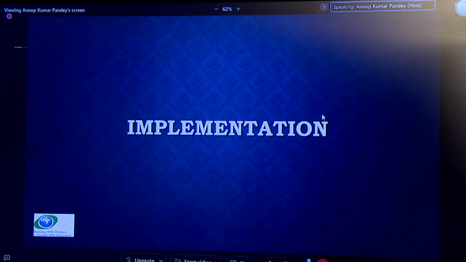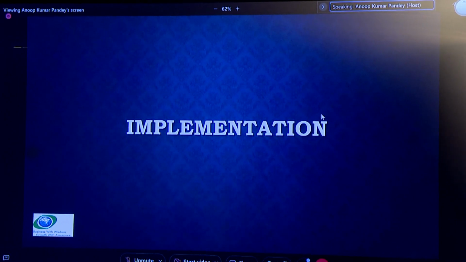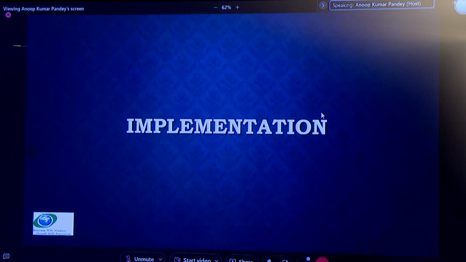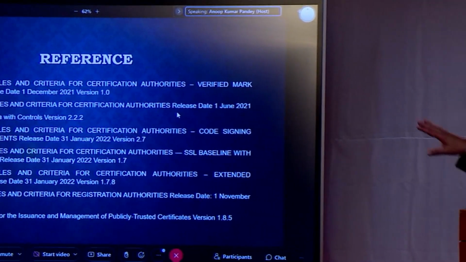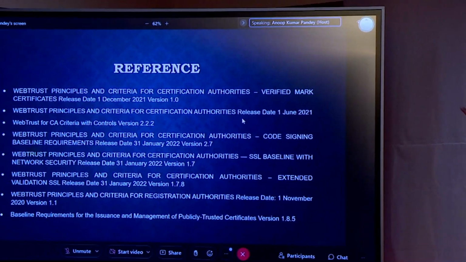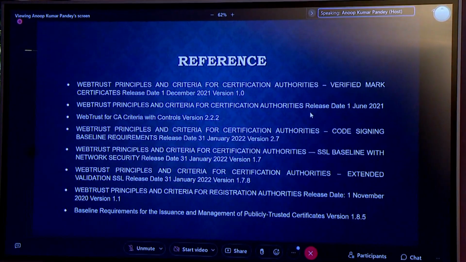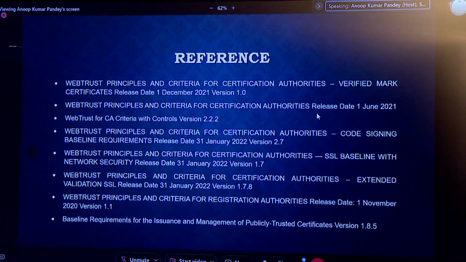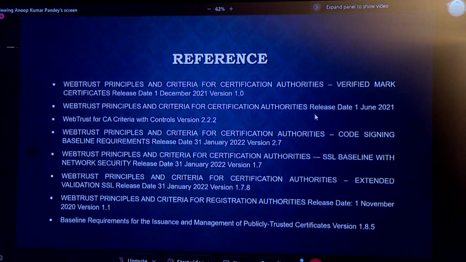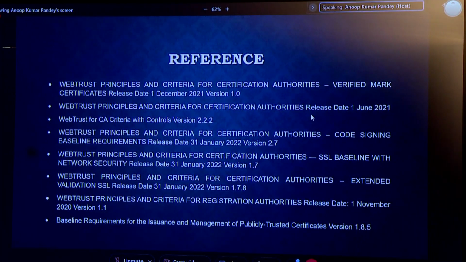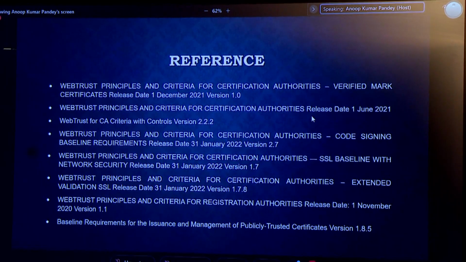We can move on. So now next comes as a CA. Now how do we implement this? That's the biggest question everybody is asking: we want to go for WebTrust, but how do we implement it? So what we have done is we have taken a reference of the different standards that WebTrust talks about. The previous speaker also talked about similar standards. The same thing we have considered.